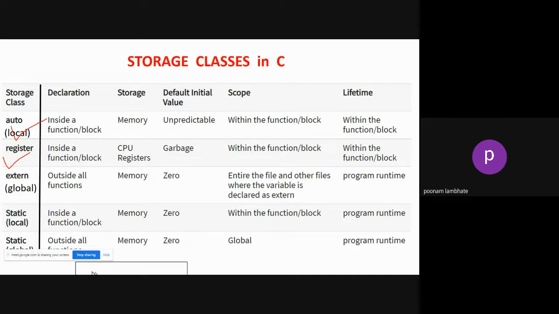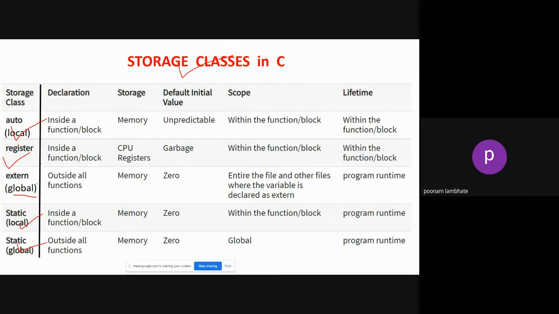Then we have seen the static variables, right? Static local and static global. Now what we have to see is the remaining one, that is the extern storage class. Extern is also called external or global. Whatever global variable we have seen till now, that is the same thing.